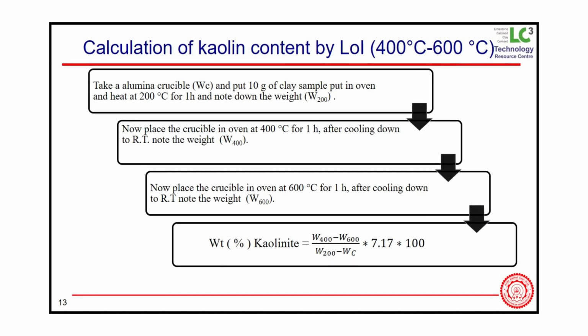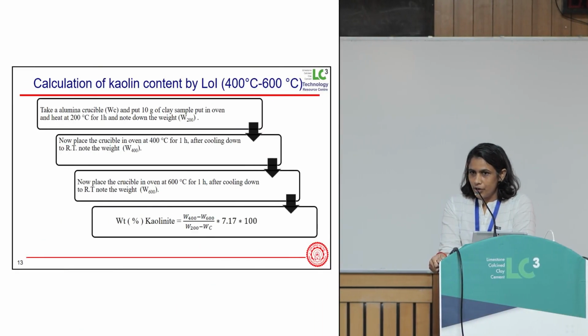The first is LOI, loss on ignition. We can get this loss on ignition by using a simple muffle furnace available in our laboratory. So by calculating this mass loss, we will be able to know the kaolin content. We will be particularly looking for the weight loss that occurs between 400 to 600 degrees centigrade.